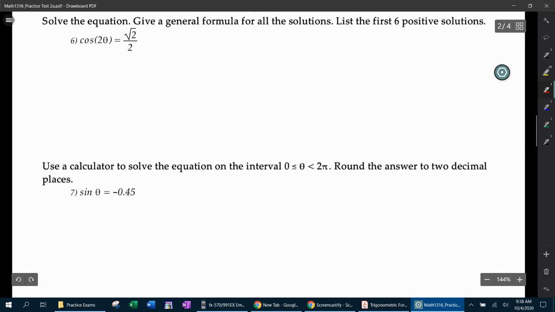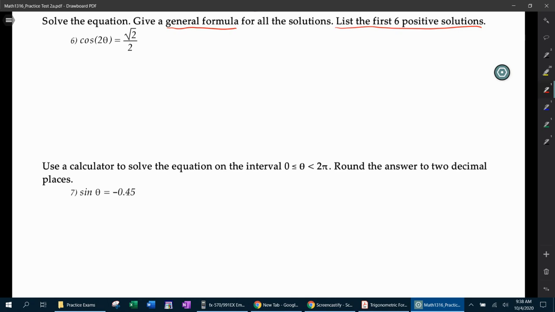That'd be great. All right, next, solve the equation. Give the general formula and then list the first 6 positive solutions. So this time they're going to want the general formula and the first 6 positive solutions. All right, so here we go.